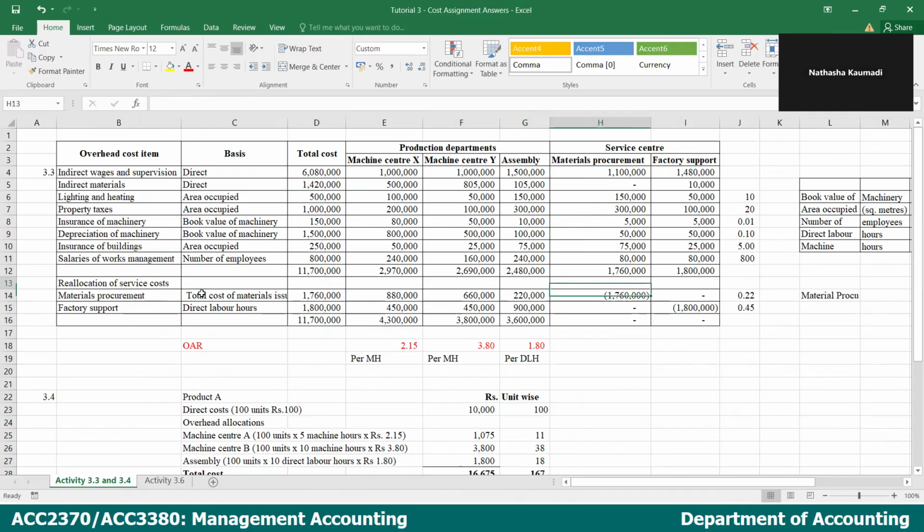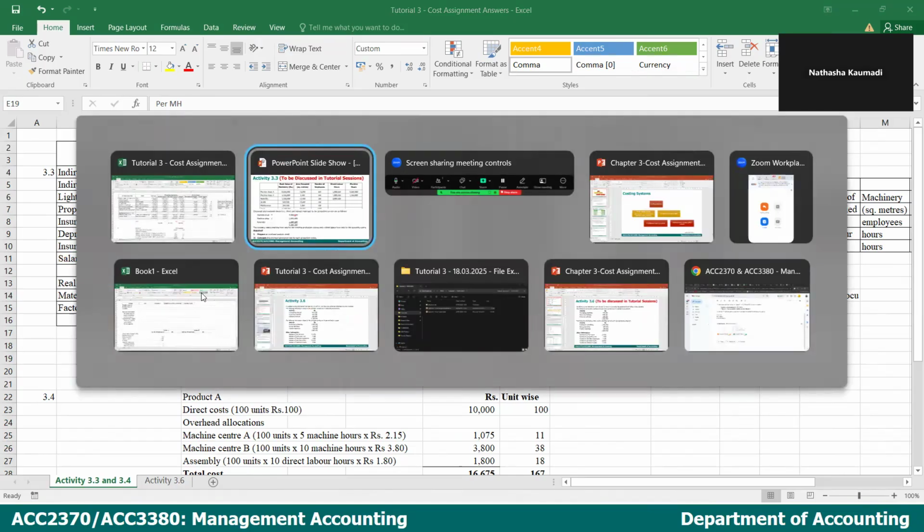Reallocating means you are removing the cost of 1.76 million from material procurement and reallocating it to the 3 production departments. For the factory support department also, you are removing 1.8 million and reallocating it to the 3 production departments. Likewise, you reallocate the cost. Then you can take the total cost like this. The next step is to calculate the overhead absorption rate, and you have different allocation bases for that as well.